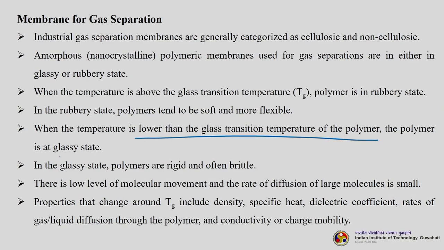So, in rubbery state, polymers tend to be soft and more flexible. When the temperature is lower than the glass transition temperature, the polymer is in glassy state. In the glassy state, polymers are usually rigid and often brittle. So, there is a low level of molecular movement, and the rate of diffusion is very small. Properties that change around the glass transition temperature include the density, specific heat, dielectric coefficient, rates of gas and liquid diffusion through the polymer, and conductivity or charge mobility.